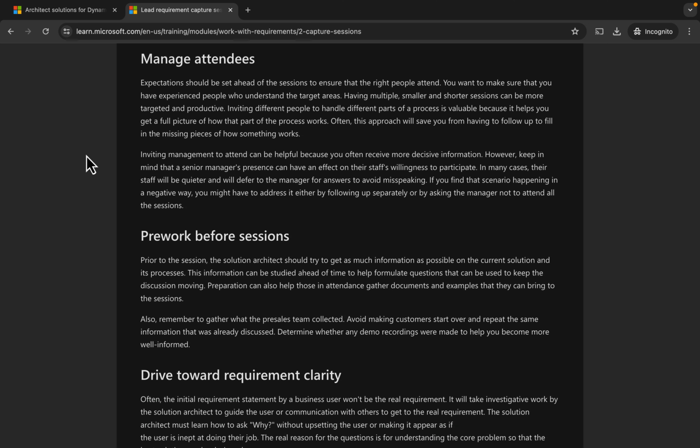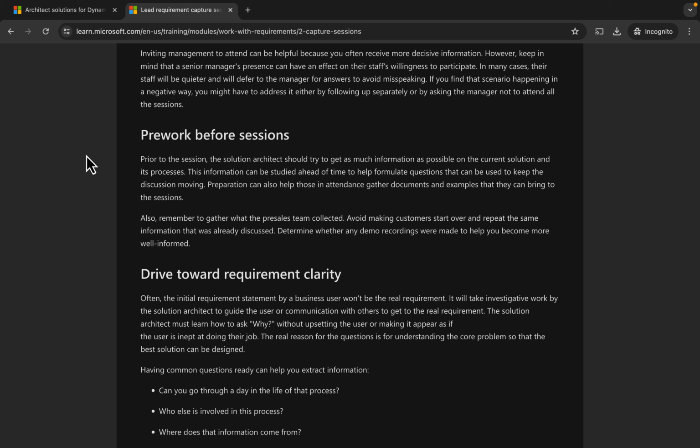Manage attendees. Expectations should be set ahead of the session to ensure that the right people attend. You want to make sure that you have experienced people who understand the target areas. Having multiple, smaller and shorter sessions can be more targeted and productive. Inviting different people to handle different parts of a process is valuable because it helps you get a full picture of how that part of the process works. Often this approach will save you from having to follow up to fill in the missing pieces of how something works.